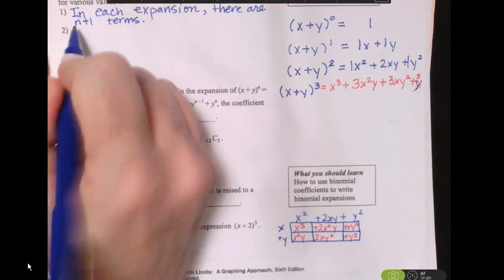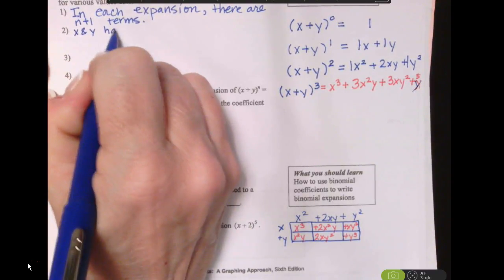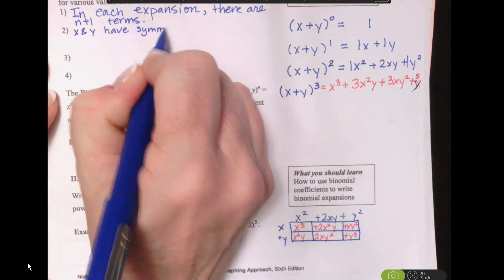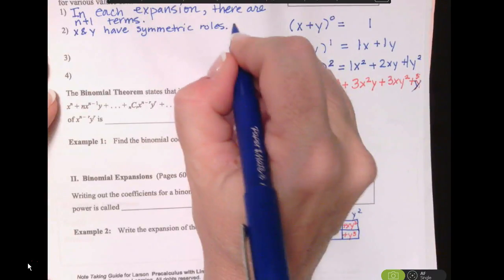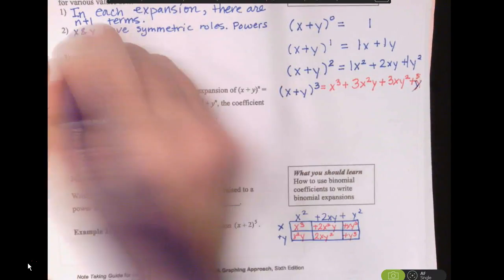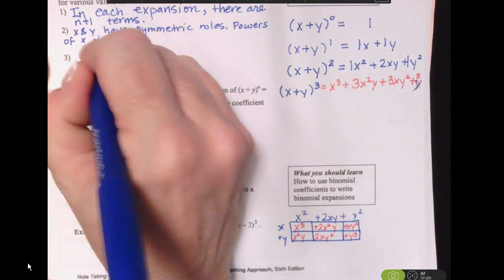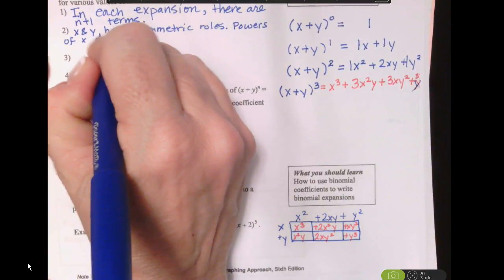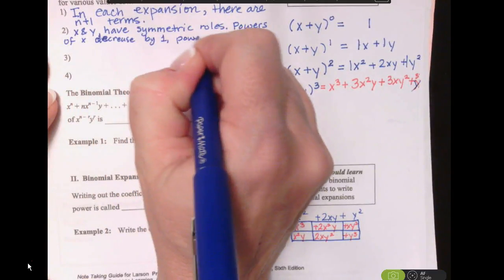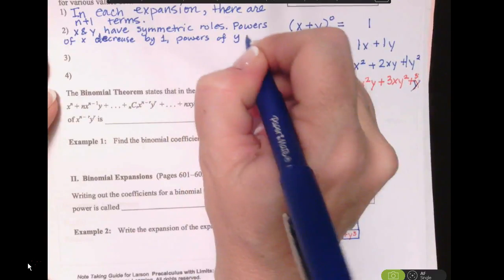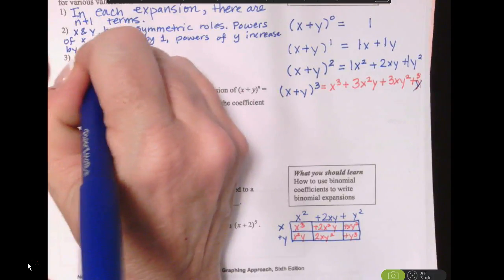So in each expansion, I'm not going to write that every time, x and y have symmetric roles. Powers of x decrease by 1 in each successive term. Powers of y increase by 1 in each successive term.